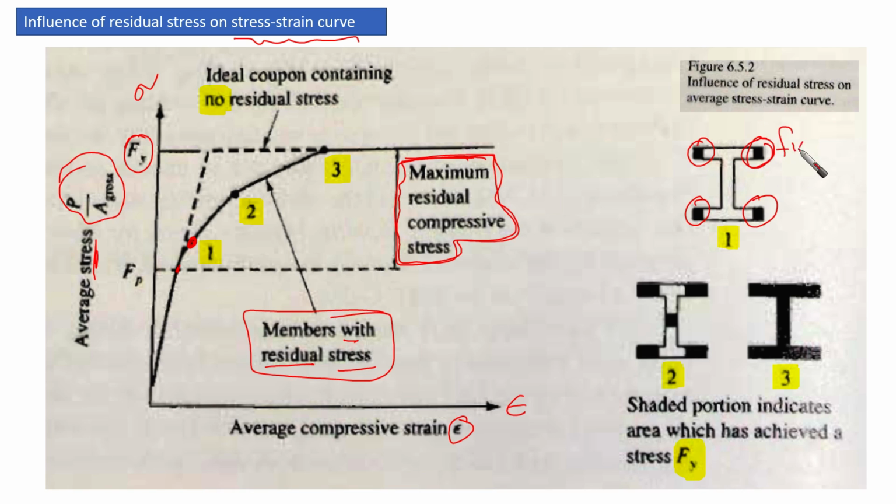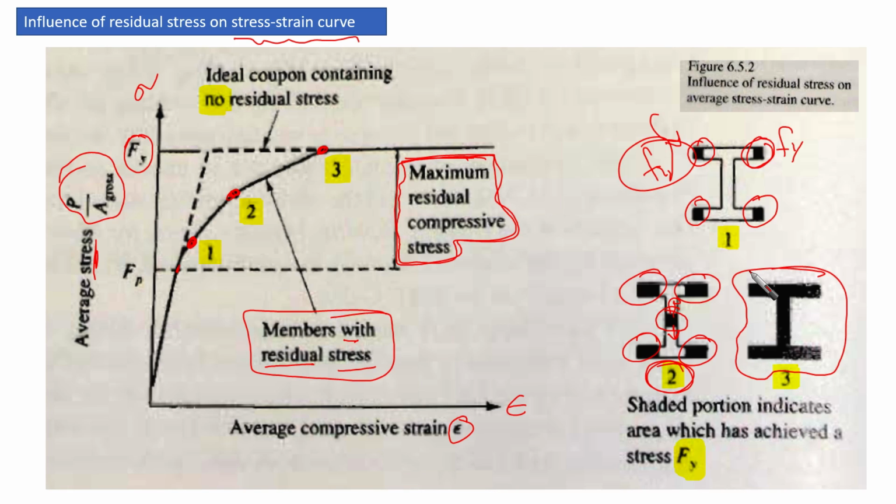So here the yield field is achieved already, which is at the edges of the element. And at point 2, we're going to find that the portions at the edges of the flange are increasing, and something in the middle of the web is going to start to propagate or develop. And then at point 3, you're going to find that the whole shape is going to be under yield stress. Okay, so here we can find the difference between a section with and without residual stresses.